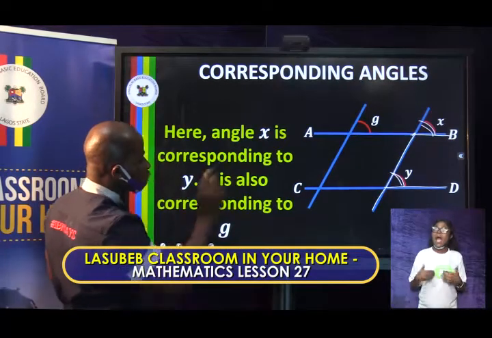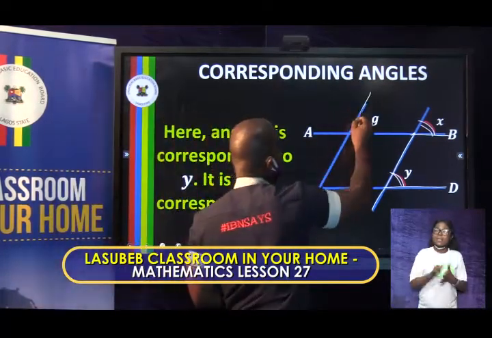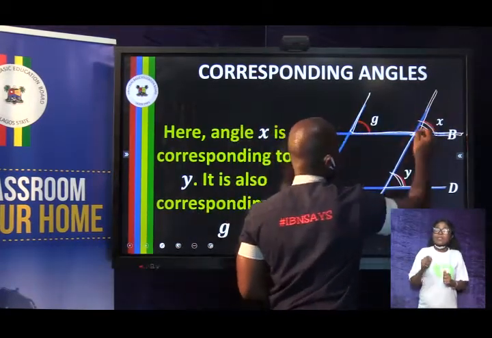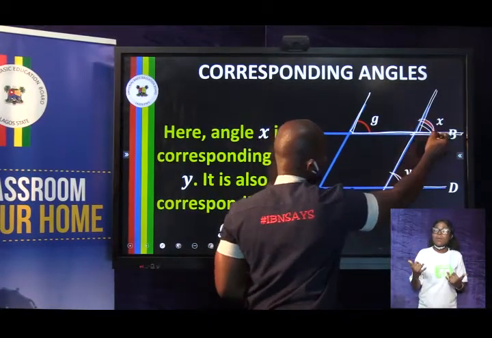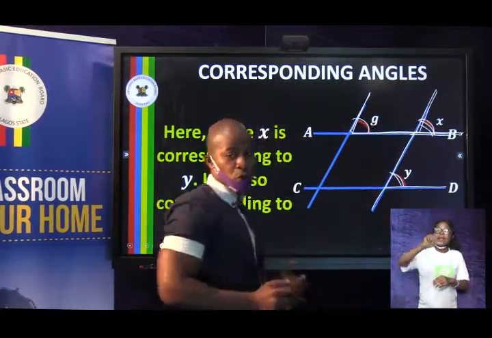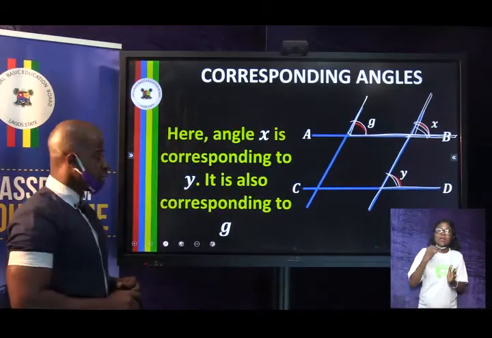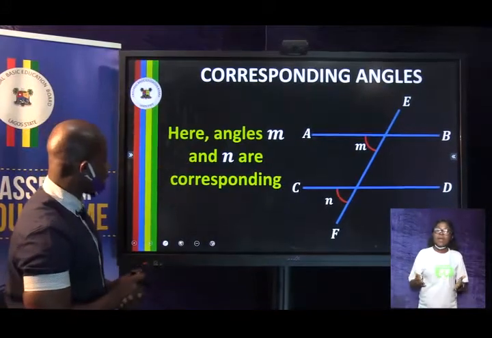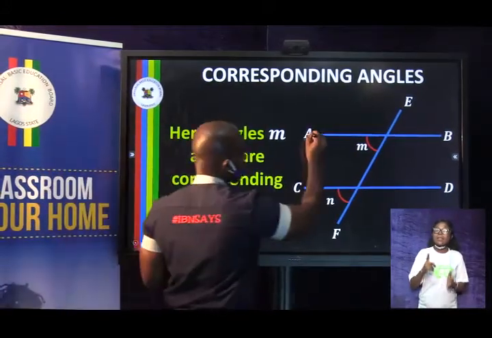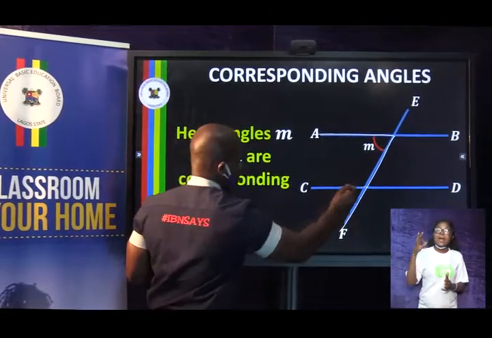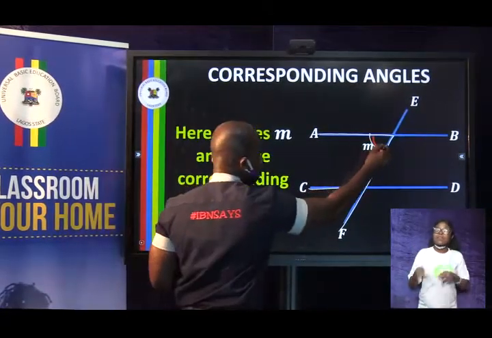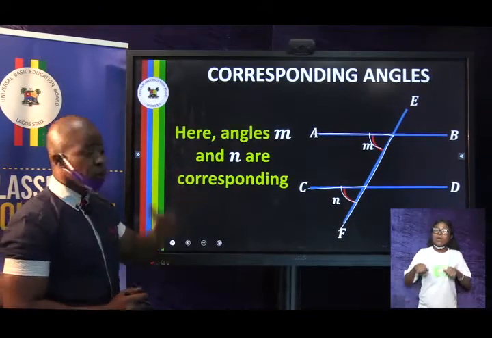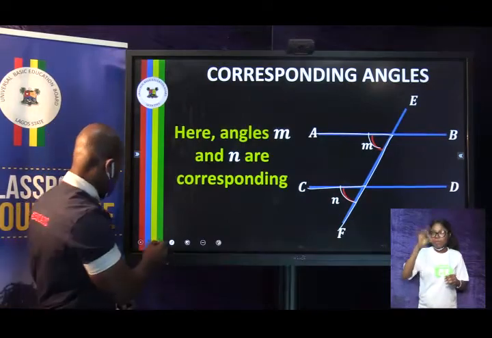How come X is corresponding to G? Because if I draw my F this way, see, now I'm drawing my F this way, my F is facing the top. So now, I put an angle to the right, I also put an angle to the right. These are corresponding angles. Let's move on. Here, M and N are corresponding as well. In this case, my F is facing the back. Okay, so if I put one below the line, I put one below the second line. As long as you are able to draw an F, you will find your corresponding angle.